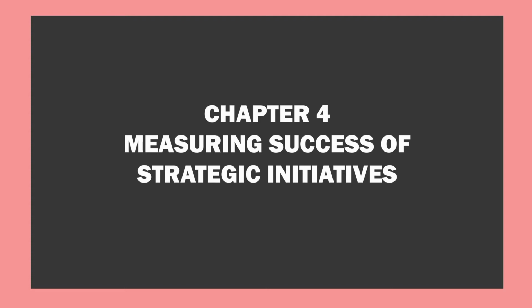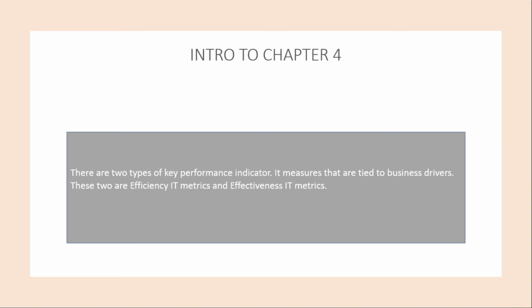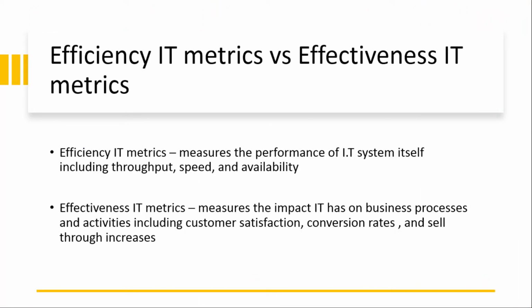Information technology in business, chapter 4. There are 2 types of key performance indicators, which are measures tied to business drivers. These 2 are efficiency IT metrics and effectiveness IT metrics. Efficiency IT metrics measure the performance of the IT system itself, including throughput, speed, and availability, while effectiveness IT metrics measure the impact IT has on business processes and activities, including customer satisfaction, conversion rates, and sell-through increases.